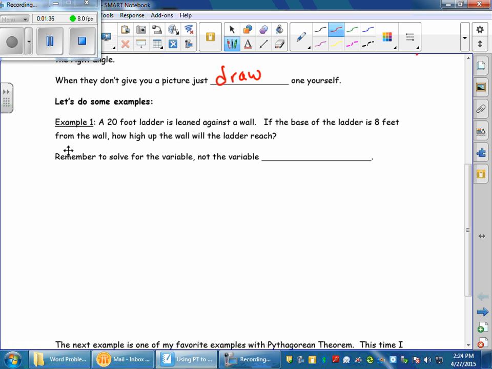Now before we do anything, I have this little sentence right here. Remember to solve for the variable, not the variable squared. Remember that last step is going to be to take the square root of both sides.